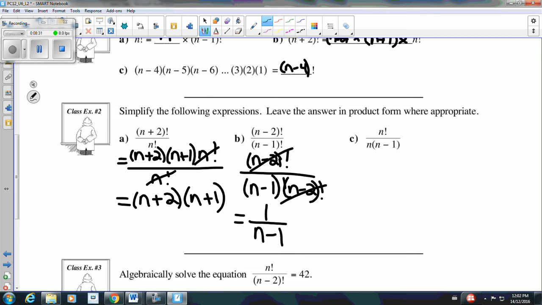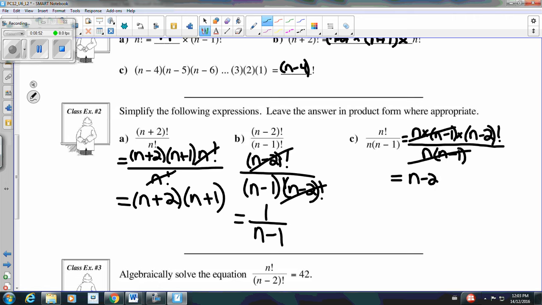So let's look at what the expansion here looks like. So n factorial is n times n minus 1 times, I could keep going, but I don't have anything in my denominator smaller than n minus 1. So now you can see that I can cross out the n and the n minus 1. So this is equal to n minus 2 factorial.